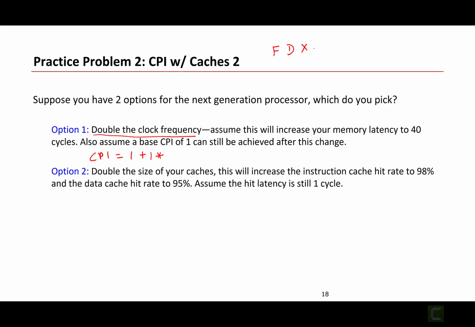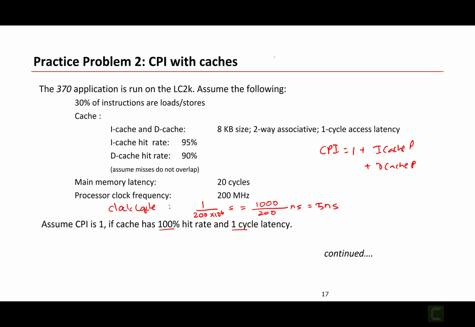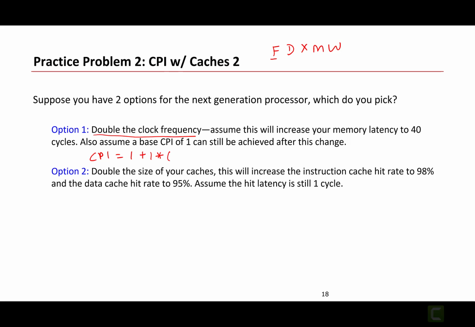recollect that fetch, decode, execute, mem, write back are the 5 stages that you need to go through for every instruction. So the fetch stage involves accessing the instruction memory, and so for every instruction you access the instruction memory. And for this problem, the instruction cache hit rate is 95%. So which means the penalty would be 1 minus 95%, that is 0.05. And now you need to multiply that with the memory latency. So the memory latency for this option is 40 cycles.